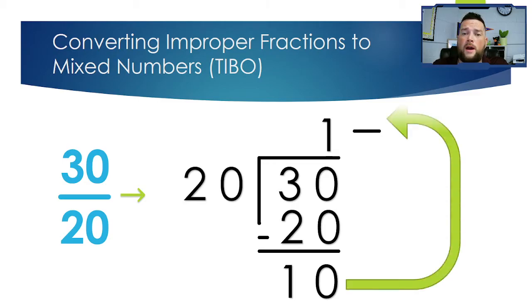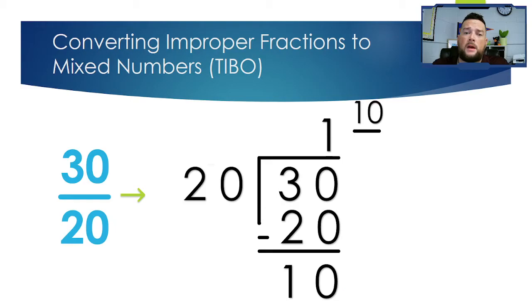We're going to make a new fraction. 10 is going to go on top, 20 is going to go on bottom, just like that. And then we can simplify it from there. 1 and 10/20 becomes 1 and 1/2. All right. So there you go.